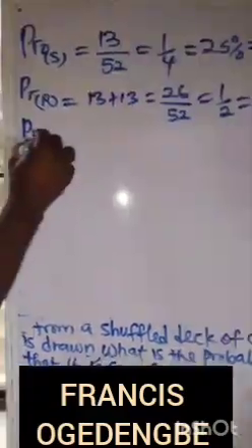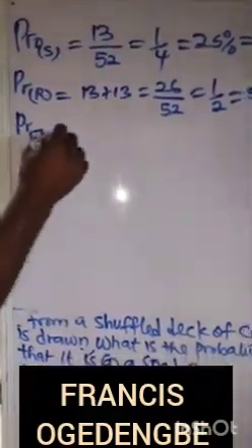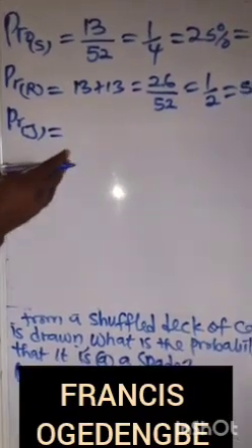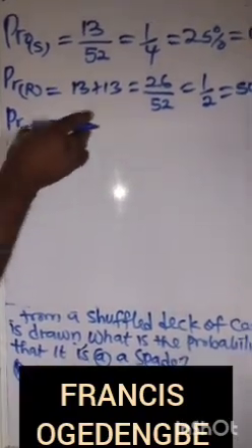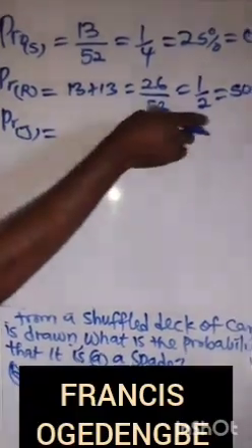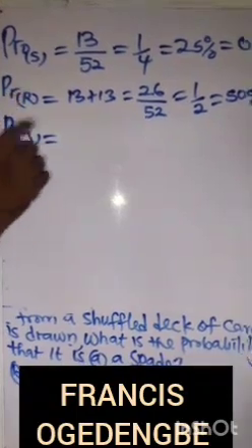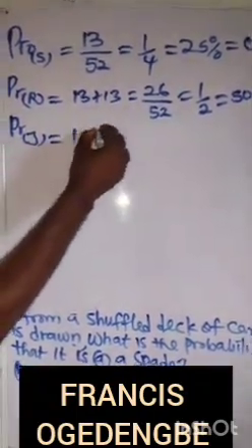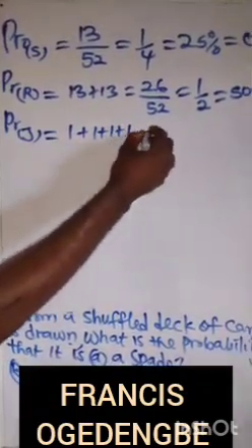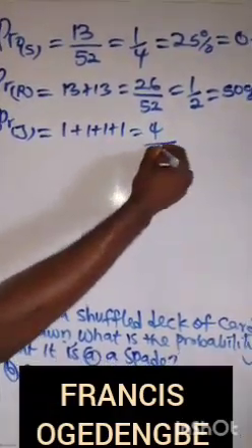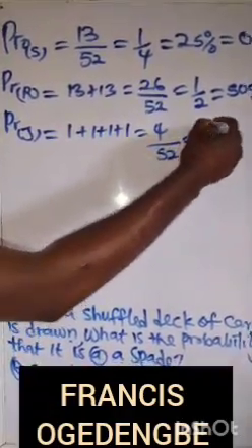Probability of getting a jack. We are told that each of these suits has a jack. There are 4 suits in a standard playing pack of cards. So it means that we have 1 plus 1 plus 1 plus 1, giving us 4/52, which is 1/13.